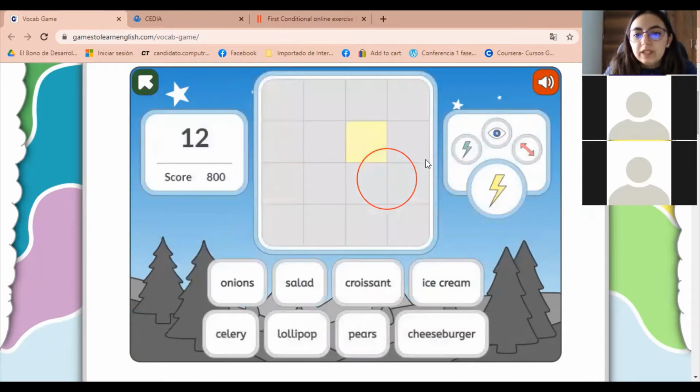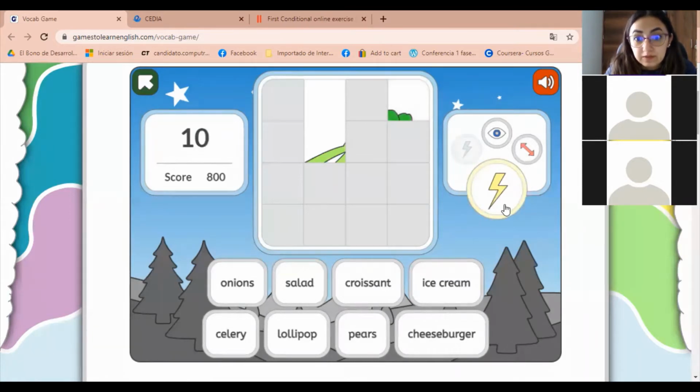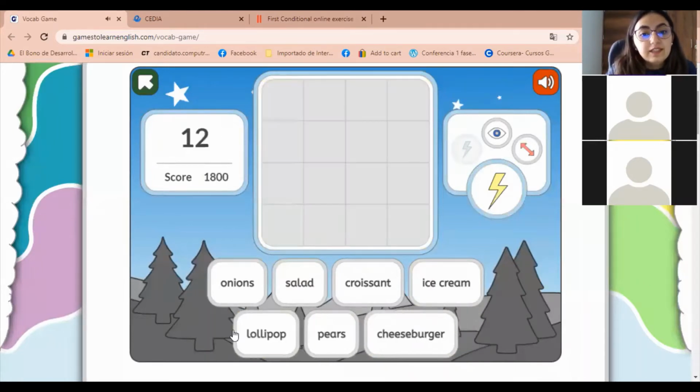You're going to see some parts of this drawing, and you need to try to guess what was the picture that you're going to see. Sí, vamos a tratar de adivinar cuál de las palabras que acabamos de ver está en este dibujo. Okay, let's begin. What do you think it is? Celery. Good, yes. It's a celery, good.